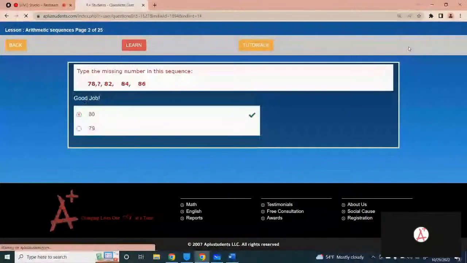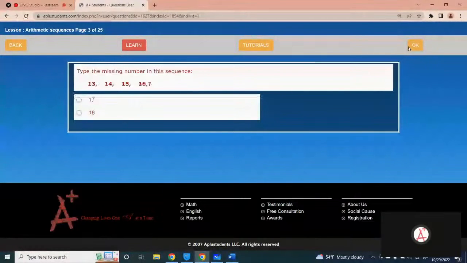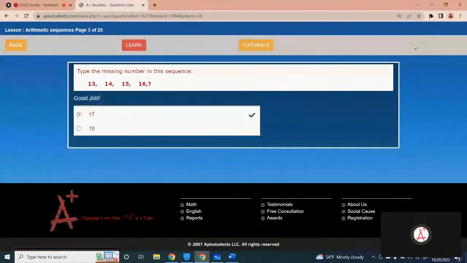Okay, the next one is the missing number in the sequence 13, 14, 15, 16, and the next number is 17, because for each next number you have to add 1. So 16 plus 1 is 17. Got it?